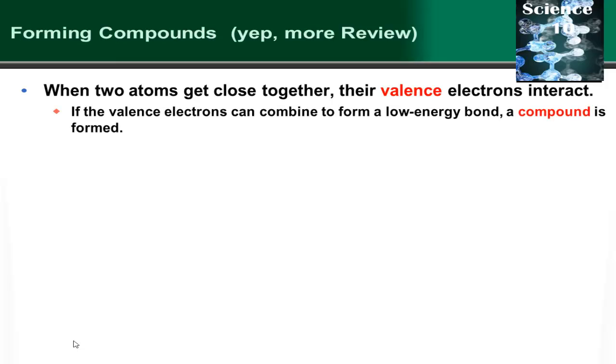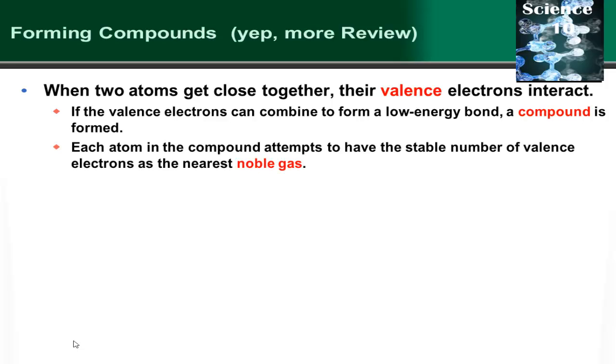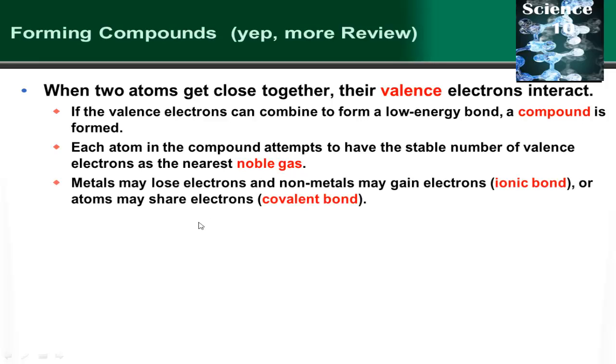If the valence electrons can combine to form a low energy bond, you actually have a compound. Each atom in the compound attempts to have the stable number of valence electrons as the nearest noble gas. They want to achieve an octet, just like the noble gases. Of course, helium only has 2 electrons. That's its full outer shell. But the rest of them all have 8 electrons in their outer shell. They are the ones everything else is trying to be like.